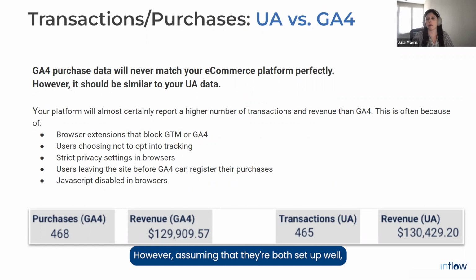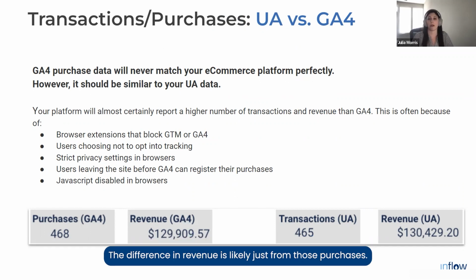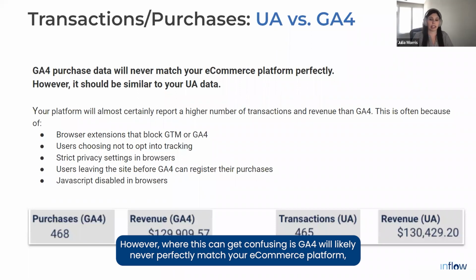However, assuming that they're both set up well, we do expect them to be relatively similar. In the example down below, that is the same client, same time frame, 468 purchases versus 465. Very similar. Difference in revenue is likely just from those purchases. However, where this can get confusing is GA4 will likely never perfectly match your e-commerce platform.